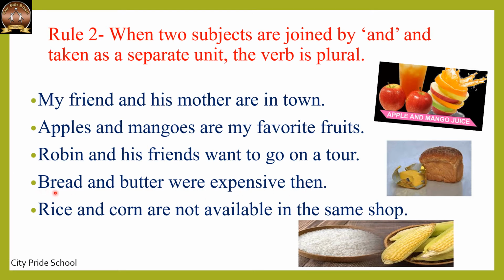So now again, bread and butter are two different ingredients and we are talking about the cost. So bread and butter are considered as separate units. We are using the plural verb were. Rice and corn are not available in the same shop. So again, two different things, rice and corn, are not available in the same shop. So the second rule says when two subjects are joined with the conjunction and they are taken as separate units, the verb used is always plural.